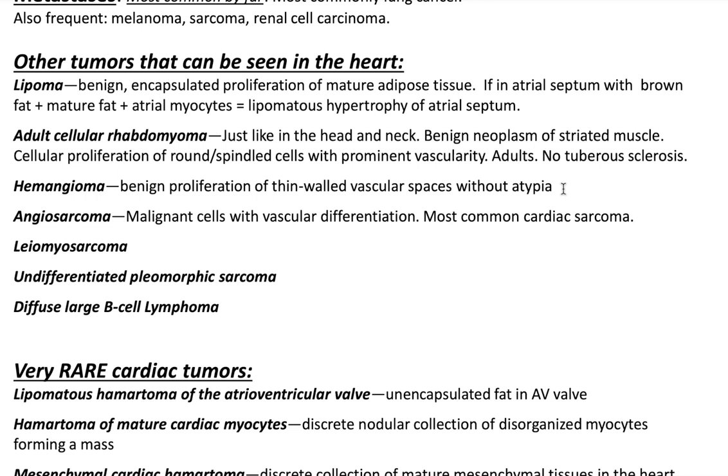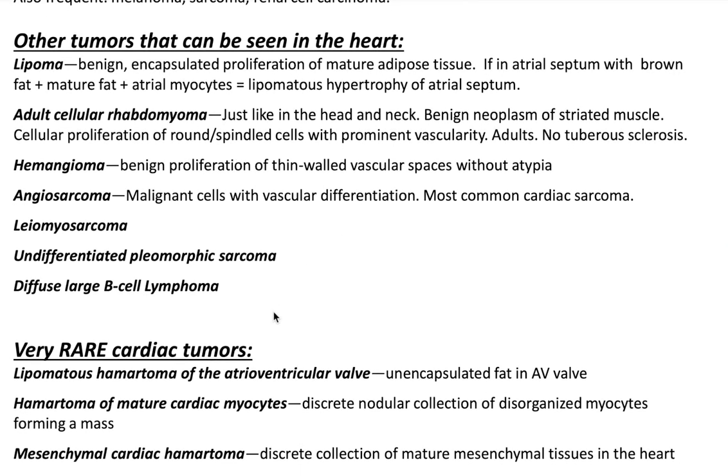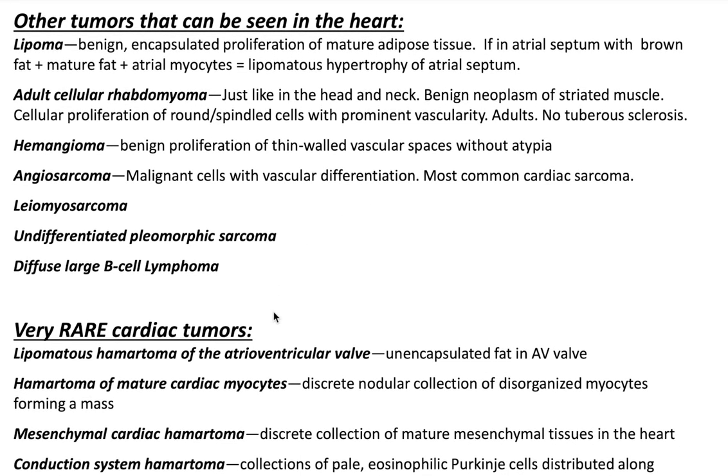It's a cellular proliferation of round to spindled cells with prominent vascularity. It's in adults and not associated with tuberous sclerosis. Hemangioma is a benign proliferation of thin-walled vascular spaces without atypia. Angiosarcoma has malignant cells with vascular differentiation. It's the most common cardiac sarcoma. Others include leiomyosarcoma, undifferentiated pleomorphic sarcoma or UPS, and DLBCL, or diffuse large B-cell lymphoma.